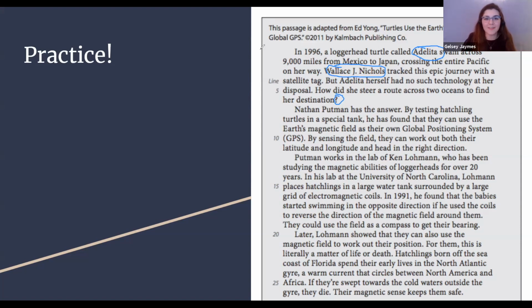So just to start off, we've got another name here. We can go ahead and circle that. Sorry, my annotations are a little shaky on the computer. We've also got some main ideas here to underline. Can anyone tell me what some of those are?